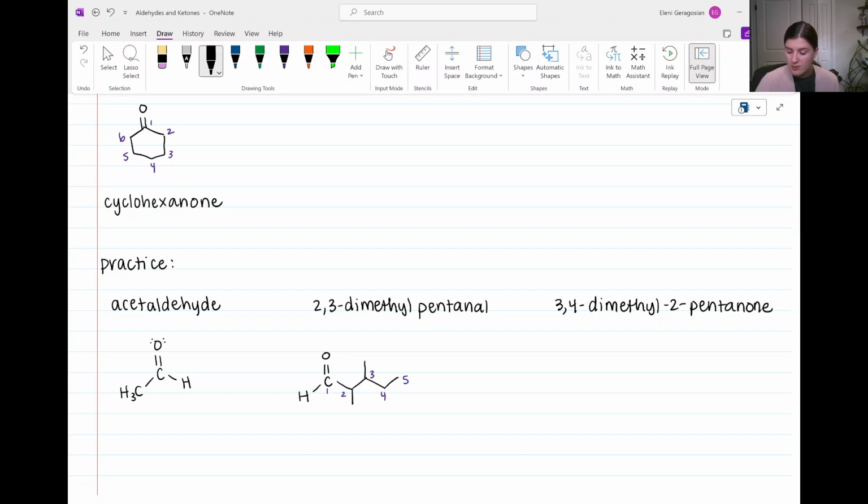Now let's do this last one, 3,4-dimethyl 2-pentanone. Pentanone tells me we have a 5-carbon chain with a ketone at carbon 2, and then at carbon 3 and 4, we have methyl groups. So 3,4-dimethyl 2-pentanone.